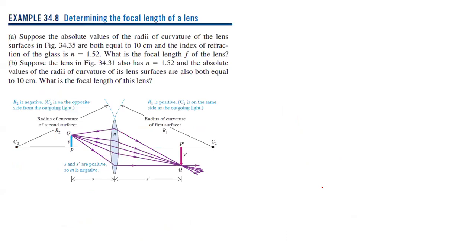So suppose the absolute values of the radii of the curvature of the lens surface in figure 34.35, this is the figure, are both equal to 10 centimeters, and the index of refraction of the glass is n equal to 1.5. What is the focal length f of the lens? So we suppose that the f here is positive.